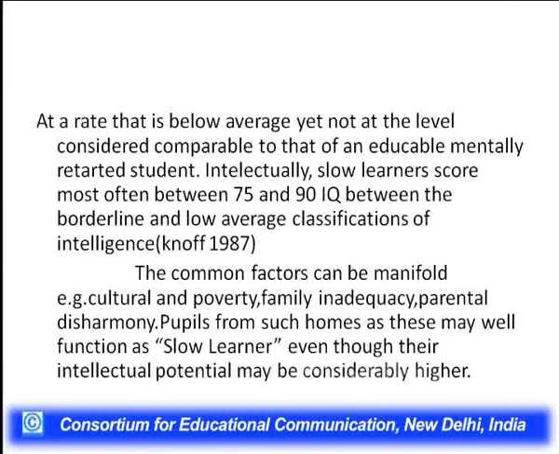The common factors can be manifold. They can be cultural, social, or economic, and these factors contribute to making the learners slow learners, even though their intellectual potential may be considerably higher. Meaning, sometimes it has been noticed that these students have a good, better IQ, even then they are not able to achieve, and they are termed slow learners or underachievers, because there are other factors, and among these factors the topmost important factor is parental disharmony.